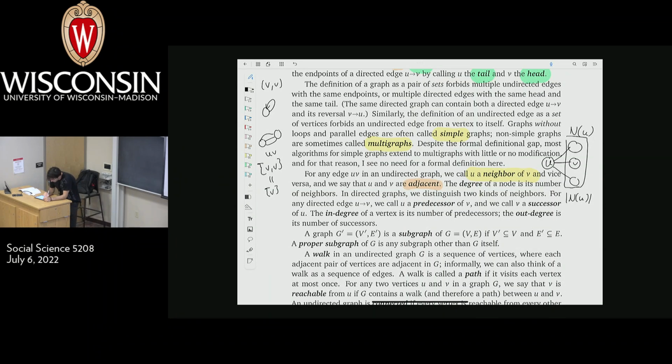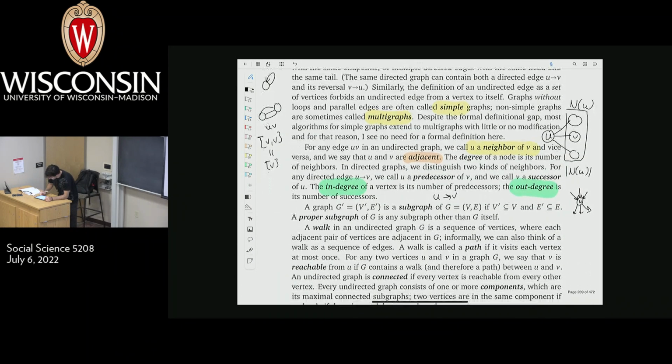For a directed graph, that's not as defined, so we need to talk about in degree versus out degree separately. In degree is the number of things with arrows pointing to you, so it's the number of in arrows, whereas the out degree is the number of out arrows. And for an edge u to v, for any such edge, we say that u is the predecessor of v and v is the successor. Okay.